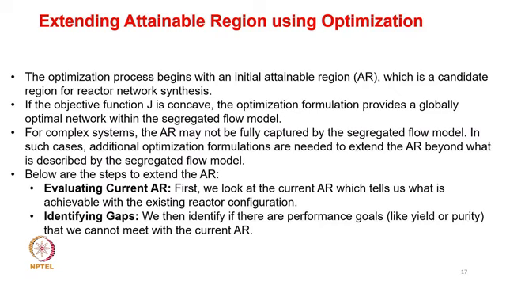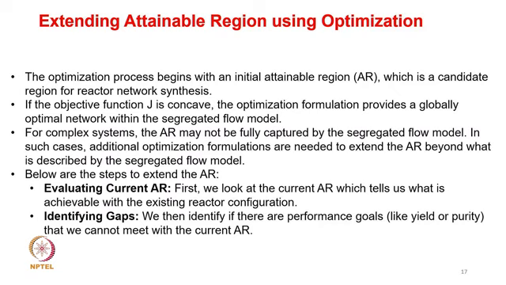Of course, you need to have a performance metric, which is the objective function J. If J is concave, the optimization formulation provides a globally optimal network within the segregated flow models. This idea of how a concave function gives you a globally optimal solution you have learned earlier in your optimization lectures. For a complex system, the attainable region may not be fully captured by the segregated flow model. In such cases, additional optimization formulations are needed to extend the attainable region beyond what is described by the simple segregated flow model.